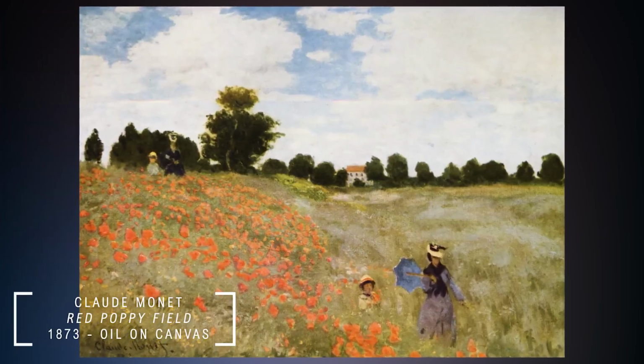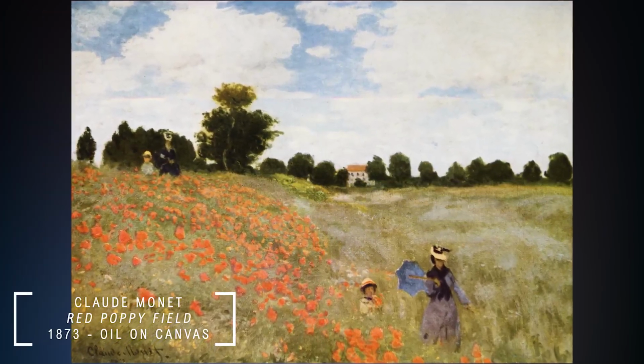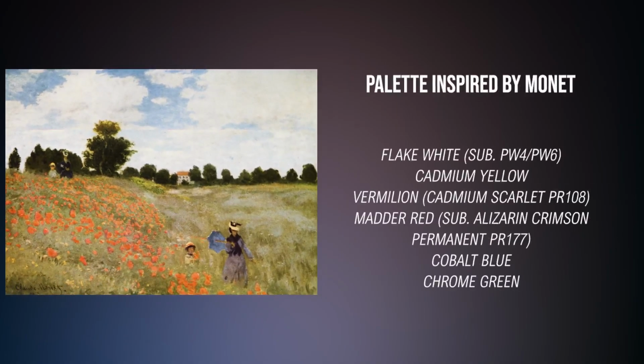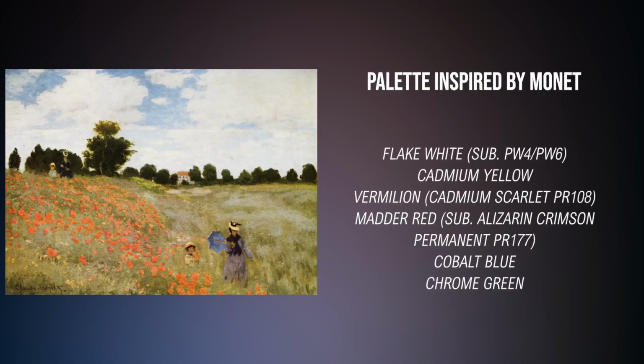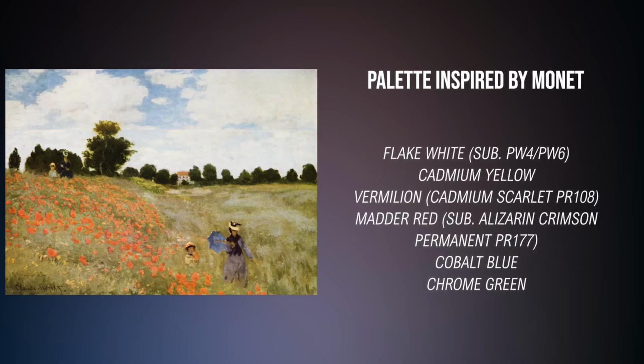For a palette inspired by Claude Monet, you can use flake white hue, cadmium yellow, vermilion hue, madder red hue, cobalt blue, and chrome green.